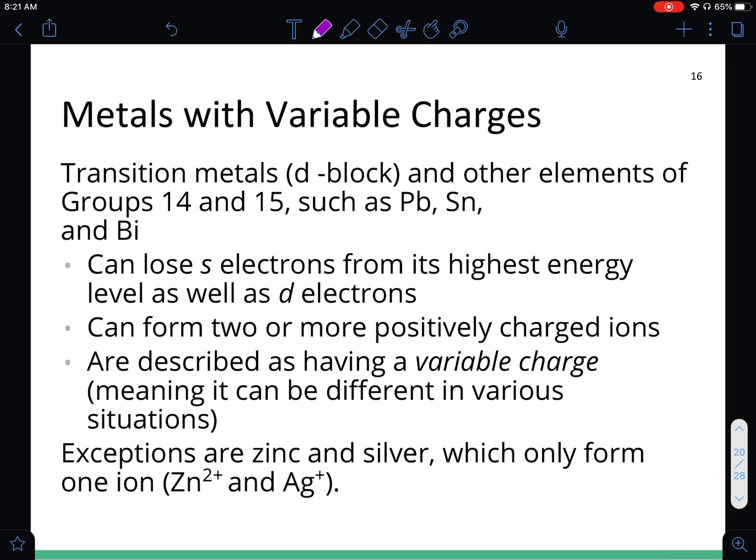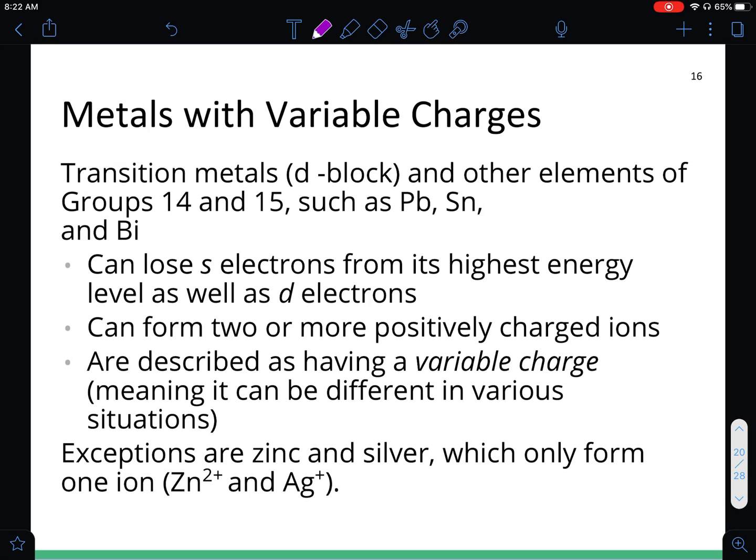All right, now there are metals that have different charges, so that's what we're going to talk about next. And these are the metals in the D block, or the transition metals. These ones can lose s electrons from their higher energy levels, as well as d electrons. And because of this, they can form 2 or more positively charged ions. So you could have a +1 charge, +2 charge, all the way up to +7.